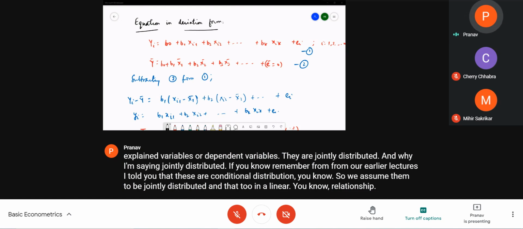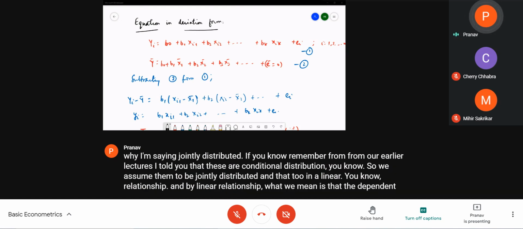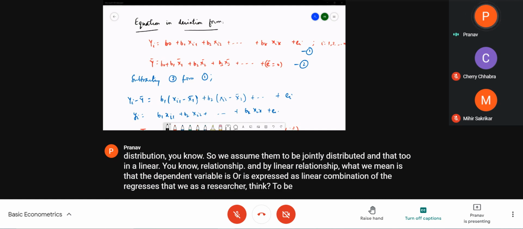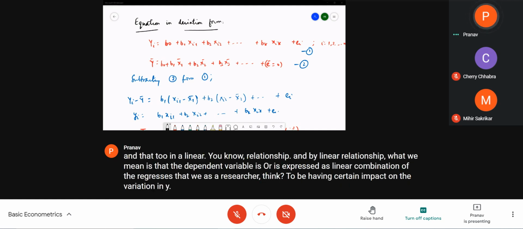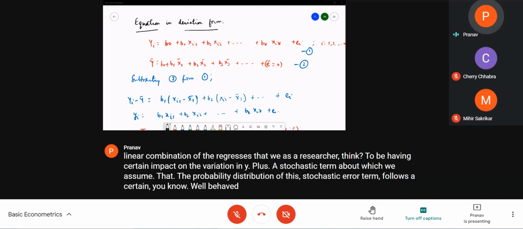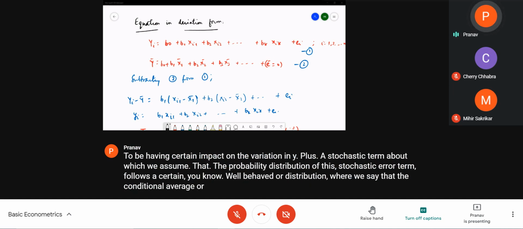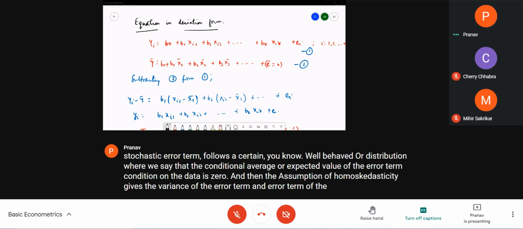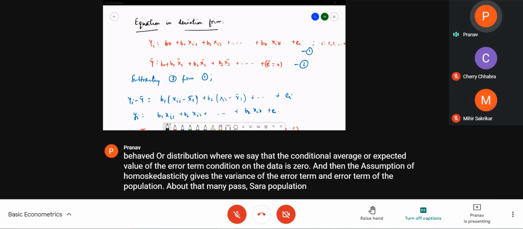And by linear relationship, what we mean is that the dependent variable is expressed as a linear combination of the regressors that we, as researchers, think have a certain impact on the variation in Y, plus a stochastic term, about which we assume that its probability distribution follows a certain well-behaved distribution, where we say that the conditional average or expected value of the error term conditioned on the data is 0, and then the assumption of homoscedasticity gives the variance of the error term of the population. अब अगर मेरे पास सारा population होता तो sampling की बात ही नहीं है.